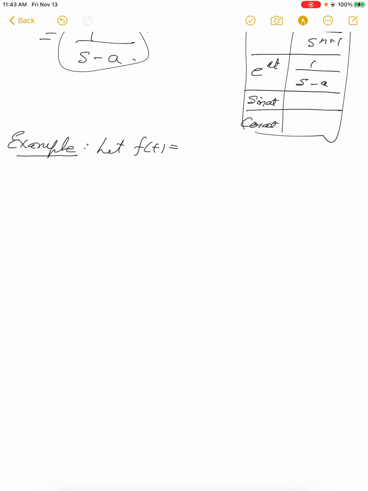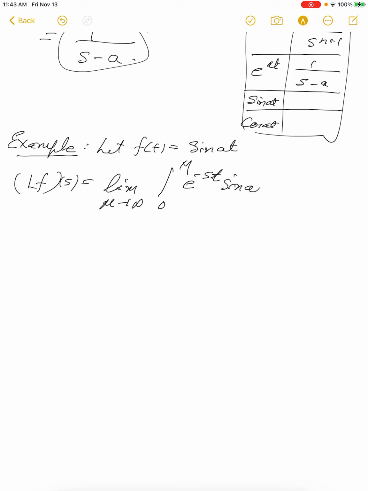Let's take f(t) to be sin(at). So L{f}(s) is going to be the limit as m tends to infinity of the integral from 0 to m of e^(-st) times f(t), which is sin(at) dt. Now this integral is trigonometric times exponential, and so it needs time to evaluate, because we will have to use integration by parts twice to do this.